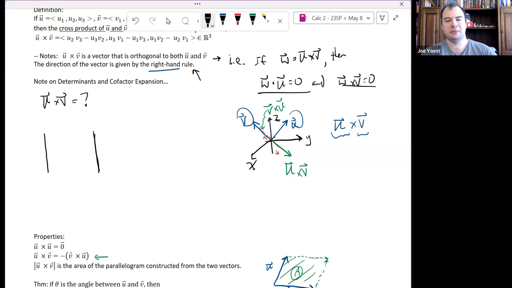If you remember anything about matrices from algebra 2 or intermediate algebra, something like that. I'm going to have a first, second, and third row, first, second, and third column. My second row is going to be the components of u. My third row is going to be the components of v. And my first row is going to be these special vectors, i hat, j hat, k hat.